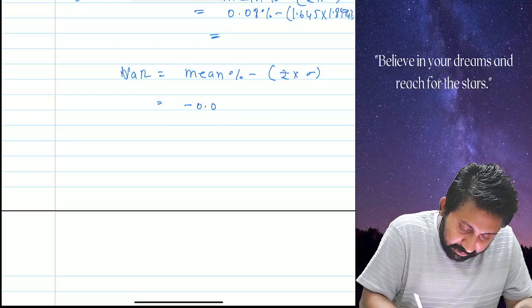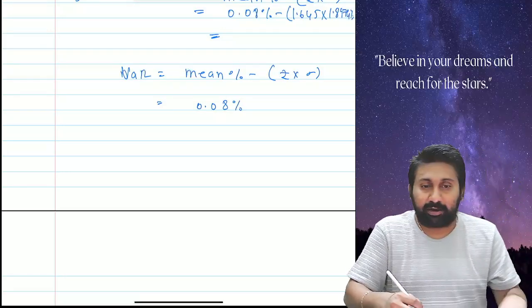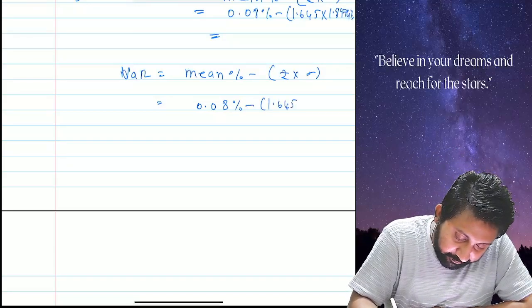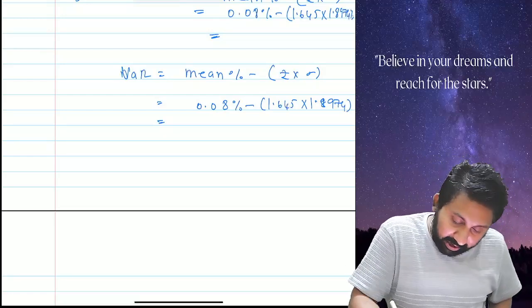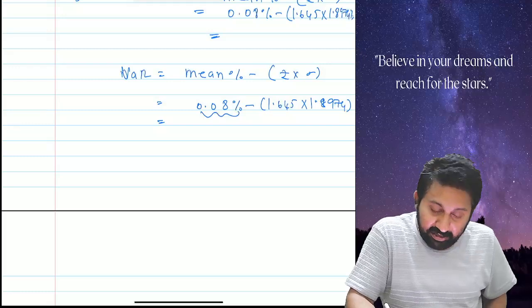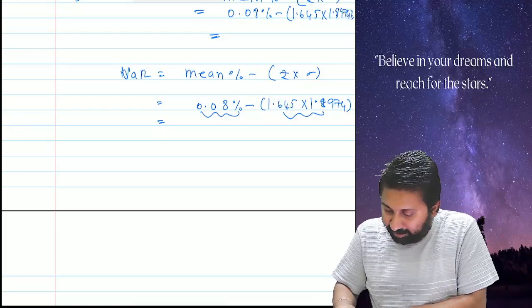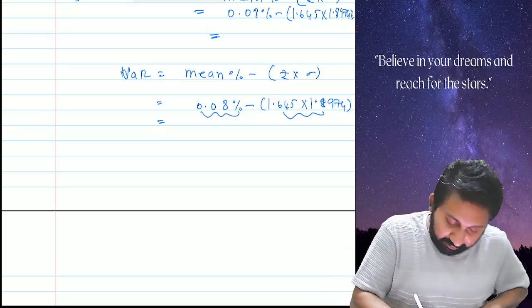Mean 0.08%. So figure, I'm not taking any value, minus Z value into 1.8974. Okay, so write this. You have taken it in percentage, na? This also you express in percentage directly. So directly you can multiply 1.8974 into 1.645.